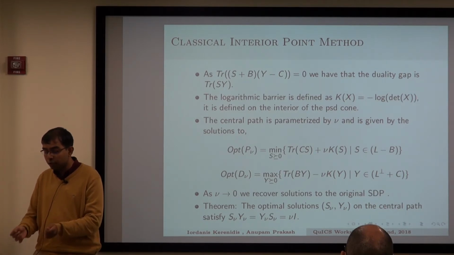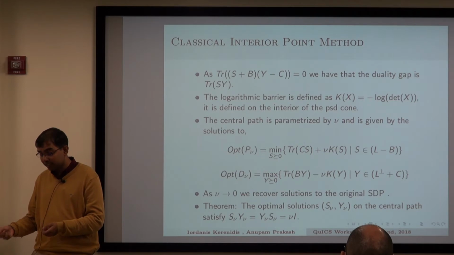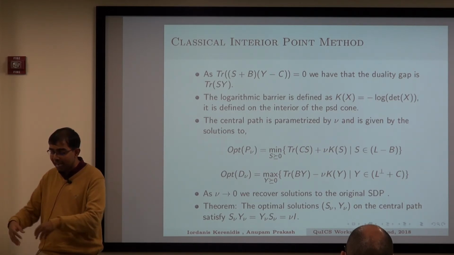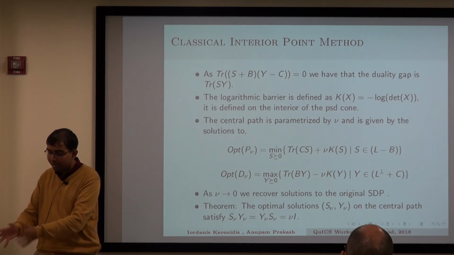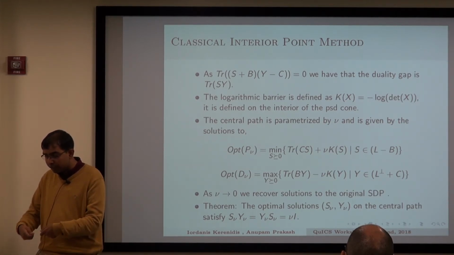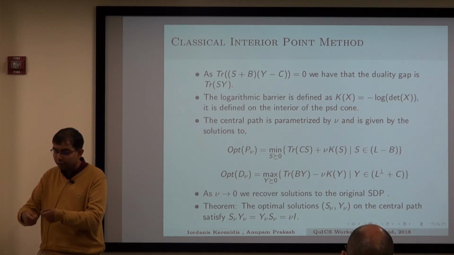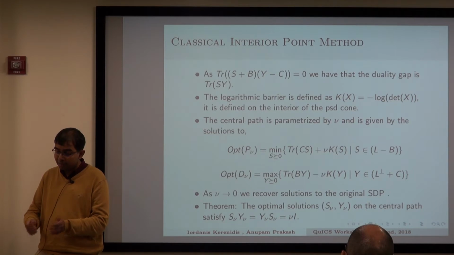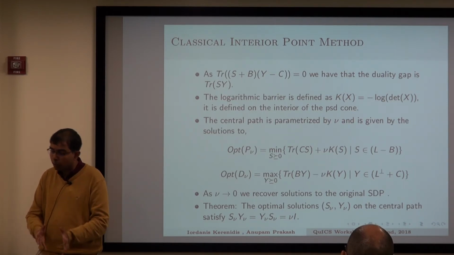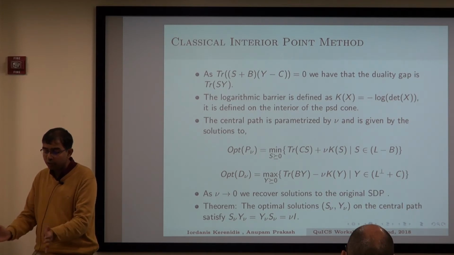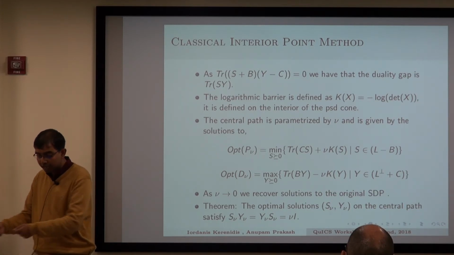Like if nu is equal to 0, we have exactly the original SDP. And if nu is infinite, then the original objective function is ignored completely, and we are just trying to optimize the log barrier over this constraint set. So the idea for the interior point method is to start with a high value of nu and to reduce it iteratively. So in each step, you get a solution with a smaller value of nu, and when one obtains solutions for nu tending to 0, we recover solutions that are close to that of the original SDP.